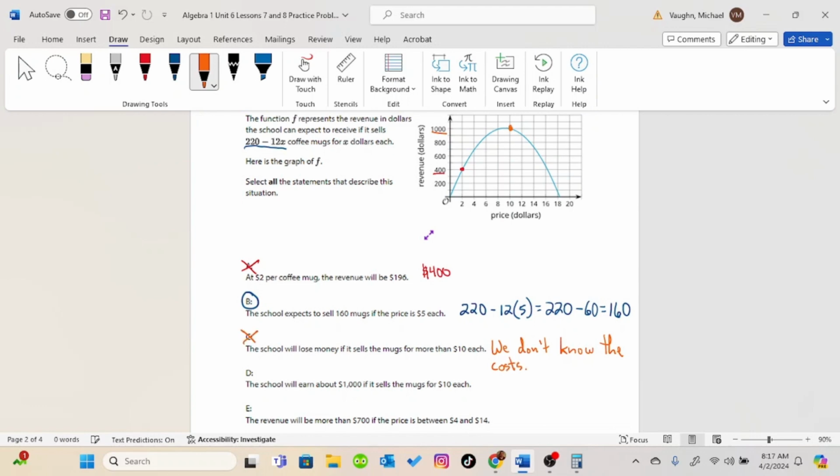So without knowing the cost, we don't know if they'll lose money. We know they'll make $1,000 in revenue. If the costs are less than 1,000, they'll make money. If the costs are more than 1,000, they'll lose money. But that information isn't given to us.